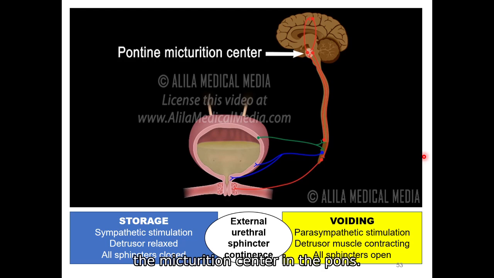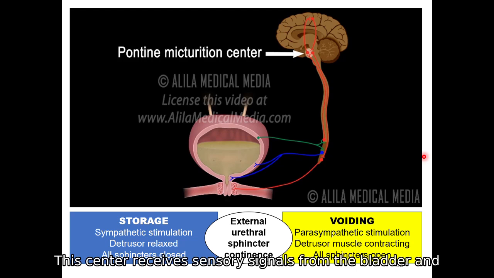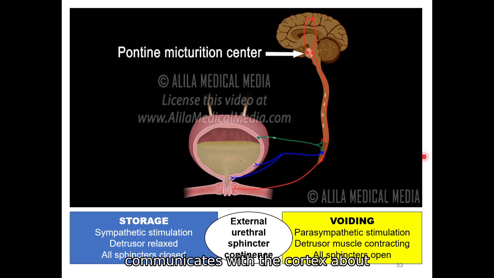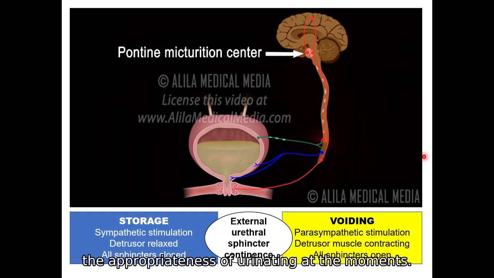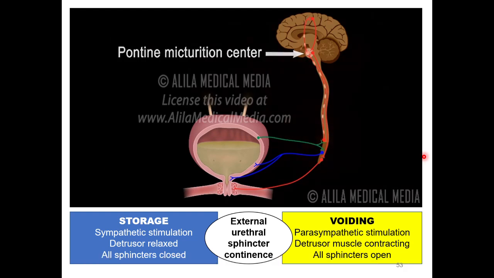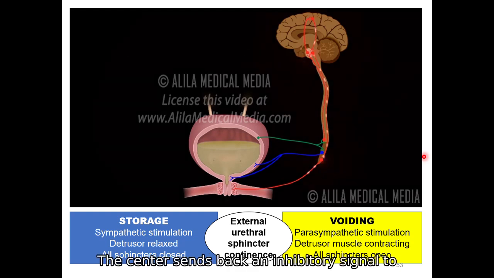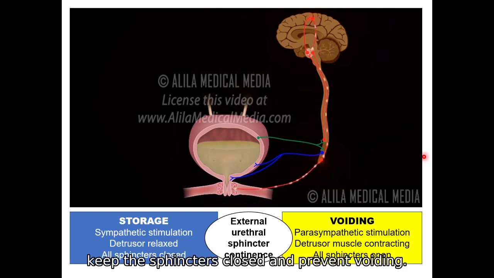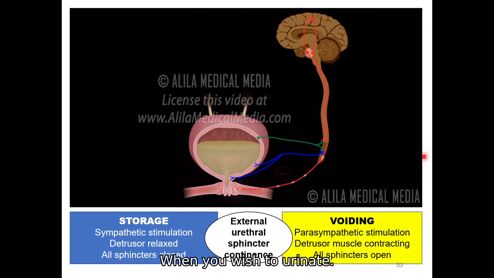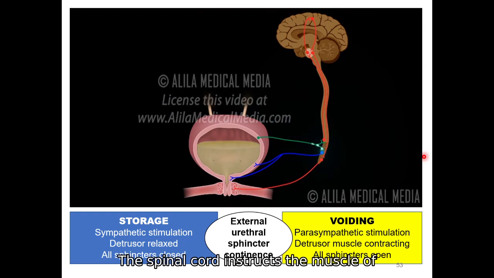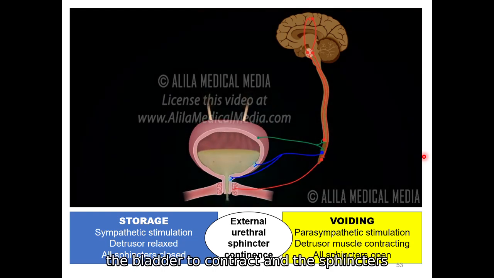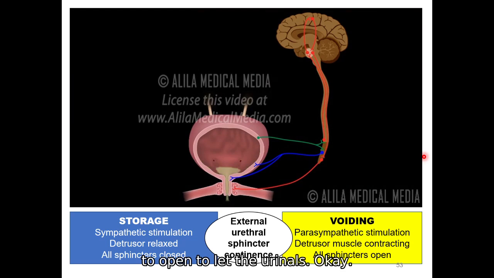Urination is controlled mainly by the micturition center in the pons. This center receives sensory signals from the bladder and communicates with the cortex about the appropriateness of urinating at the moment. At times when it's not convenient to urinate, the center sends back an inhibitory signal to keep the sphincters closed and prevent voiding. When you wish to urinate, this inhibition is removed. The spinal cord instructs the muscle of the bladder to contract and the sphincters to open to let the urine out.